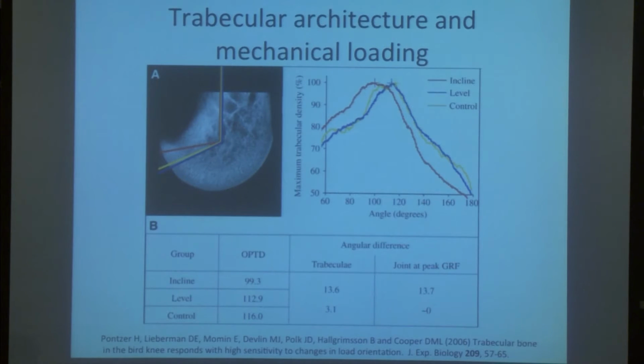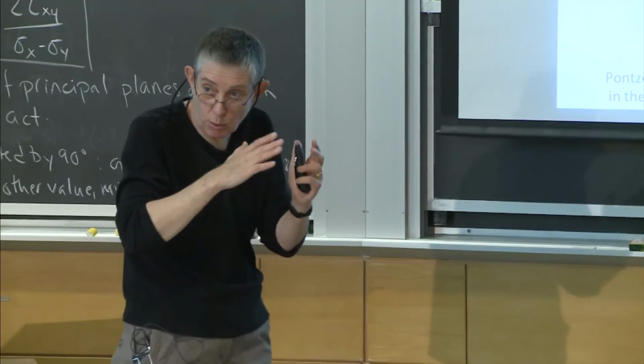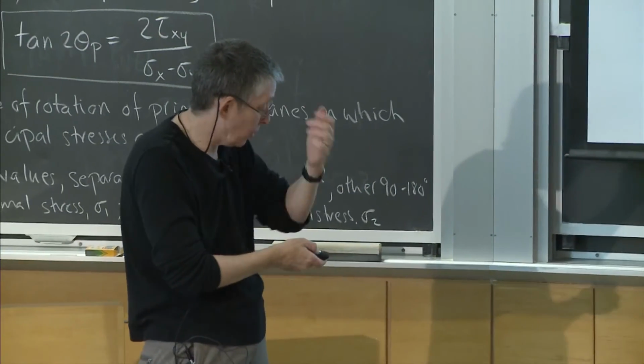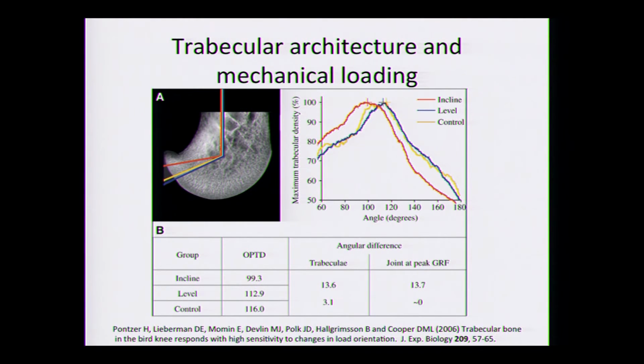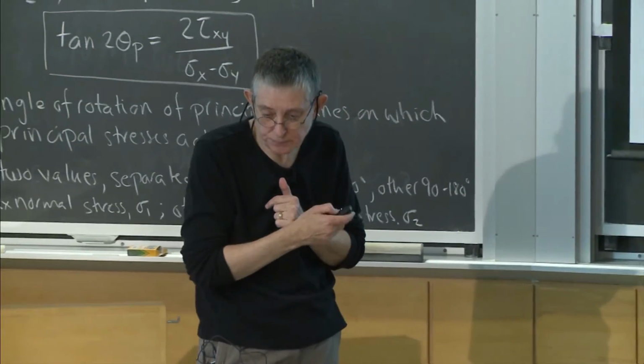And they have a little table here, and if you look at the angular difference of the trabeculae between the incline and the level, and the difference in the angle of the joint at the peak ground force, they're almost identical. So the bone, the humerus or the femur and the tibia angle changed, and the bone orientation changed by almost the same amount. And if you compare the level and the control, they didn't change very much at all. So this is trying to demonstrate that the bone is growing in response to loads that are on it.